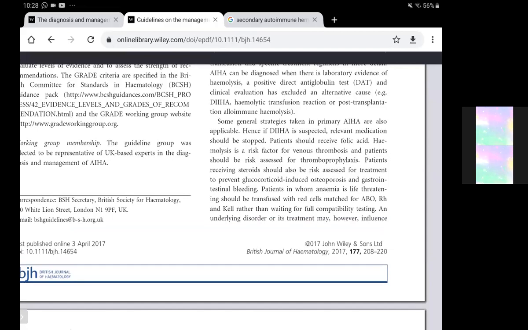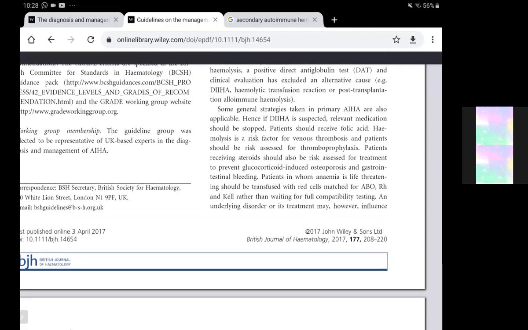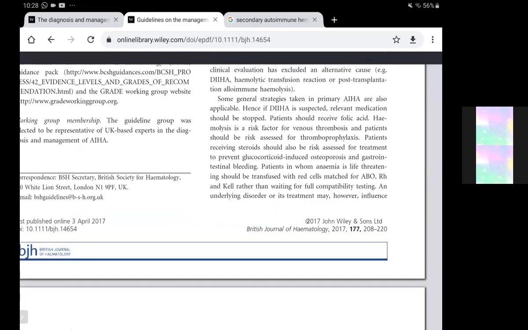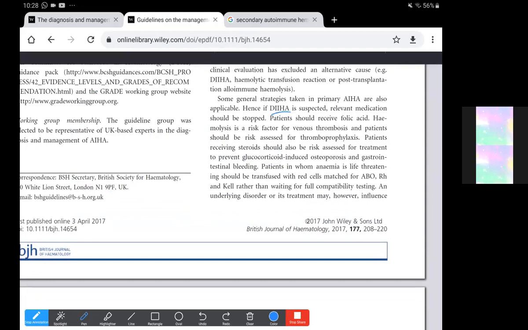Some general strategies taken in primary autoimmune hemolytic anemia are also applicable here. Hence, if drug-induced immune hemolytic anemia is suspected, the relevant medication must be stopped. So the first line treatment in this case would straightforwardly be that if it is drug-induced, then the management would be to stop the medication.